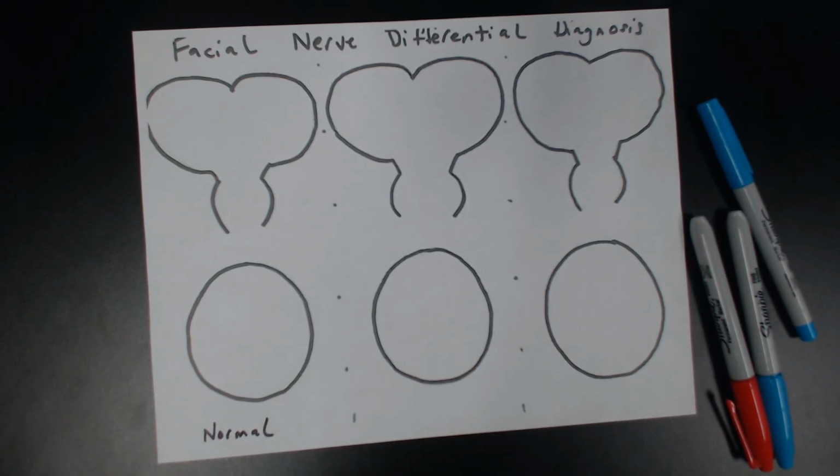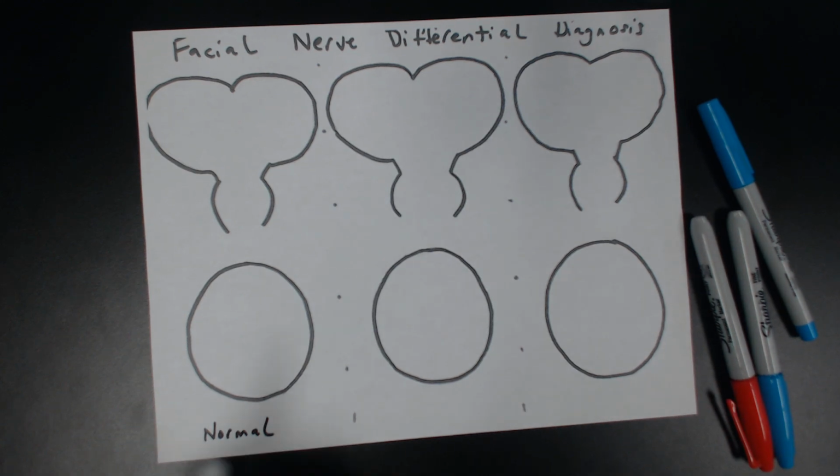Okay, this is going to be a normal presentation. So all the facial nerve is working. And what's the motor function for the facial nerve again? Muscles of facial expression. Okay, muscles of facial expression. Cranial nerve number 7, the facial nerve.